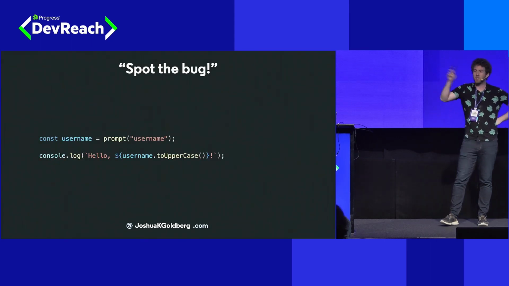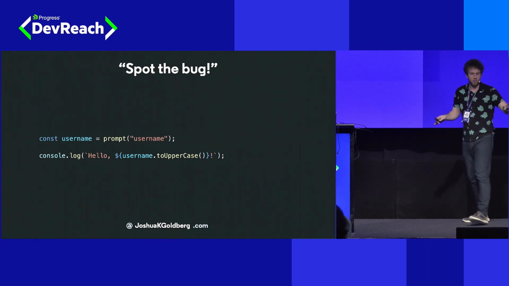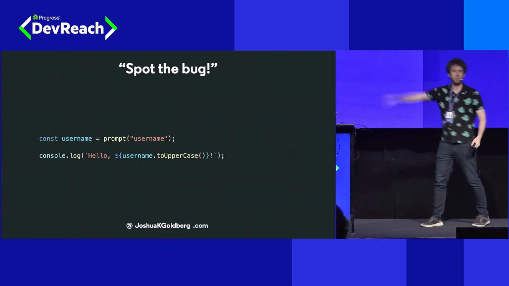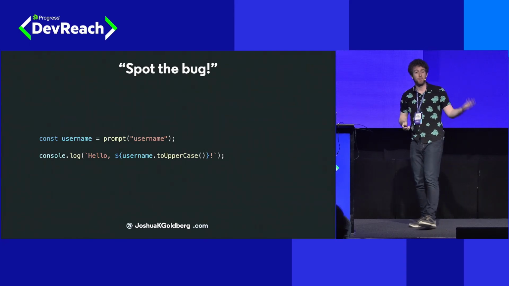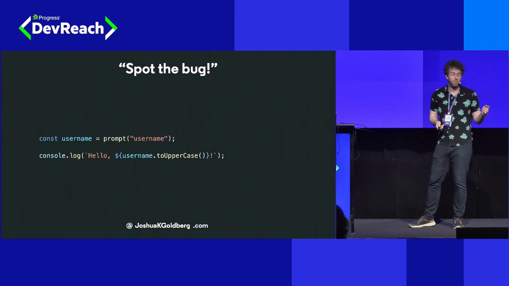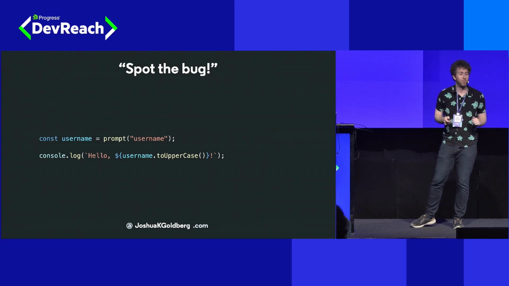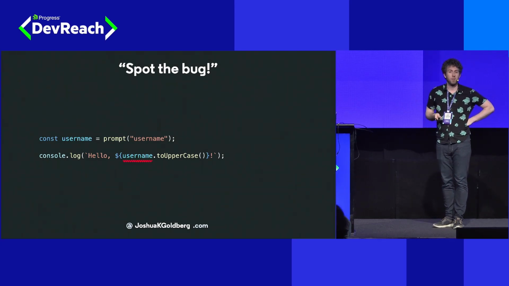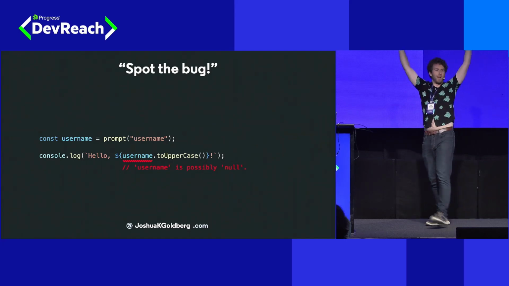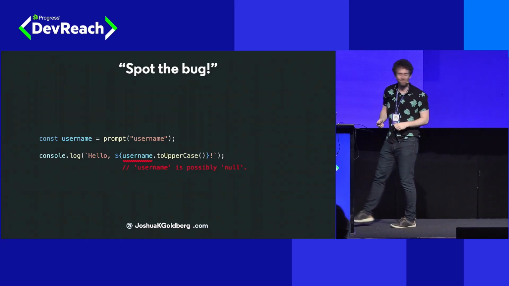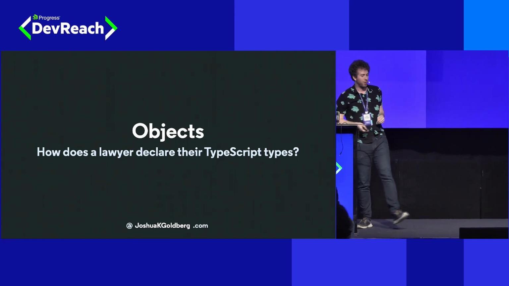So let's just do a quick example here. This one I will also give you. Spot the bug. Who here has used the built-in browser API prompt? One person. OK. So fun fact, the built-in browser API prompt returns type string or null, not string. So if you were to run this code, it might crash. If you were to check it in TypeScript, it will type error saying username is possibly null. TypeScript. Yay.